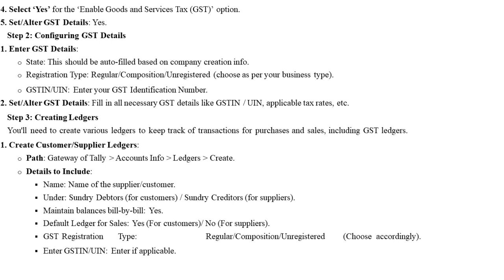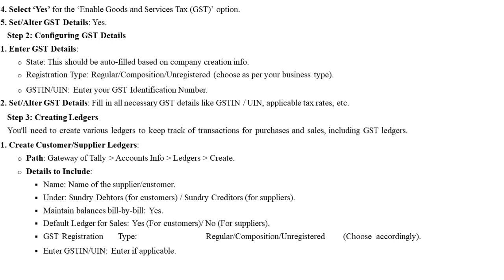1. Enter GST details. State. This should be auto-filled based on company creation info. Registration type. Regular, composition, unregistered. Choose as per your business type. GSTIN, UIN. Enter your GST identification number. 2. Set, alter GST details. Fill in all necessary GST details like GSTIN, UIN, applicable tax rates, etc.